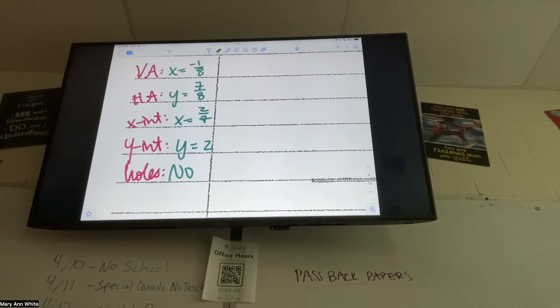Looking at letter C, I got a lot of weird fractions on this one, but that's gonna be okay. Double check, make sure that you're right, double check, make sure that I'm right. Once you have those, go ahead and graph them.